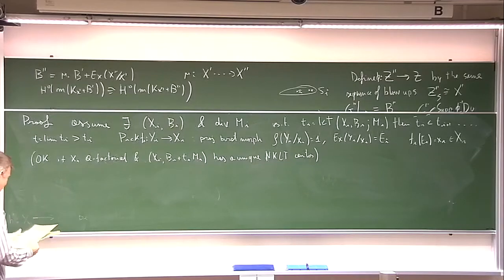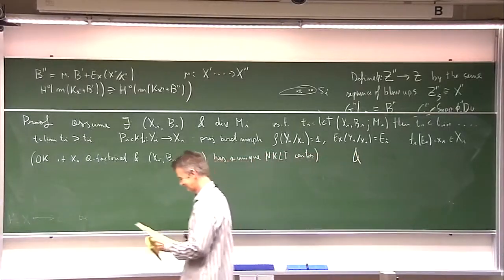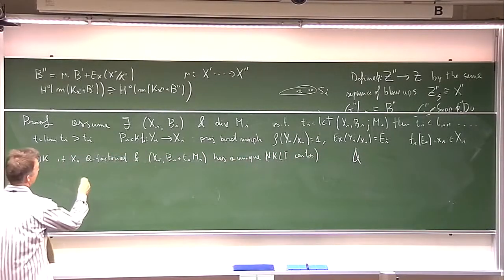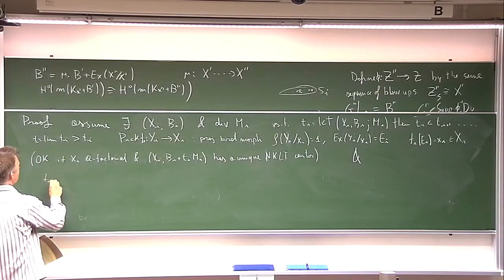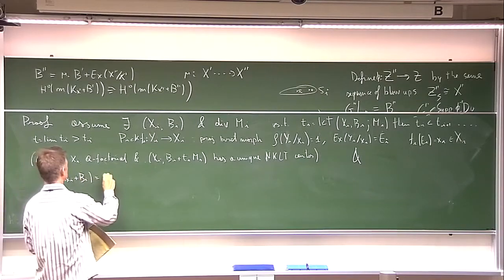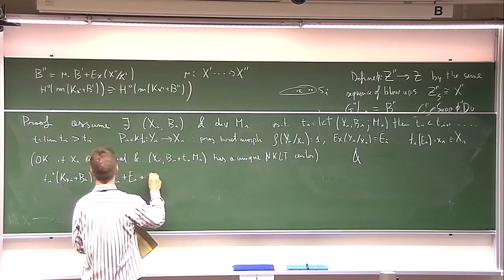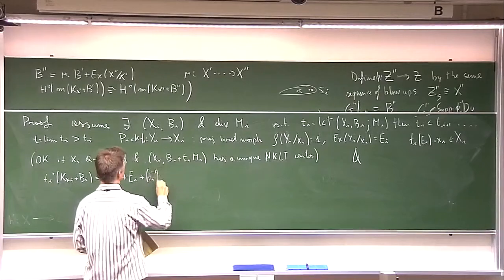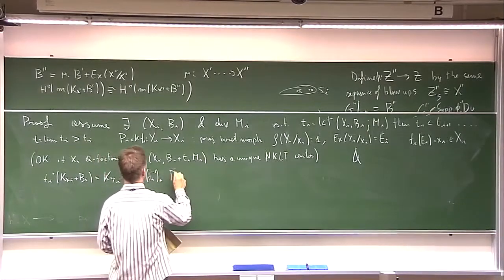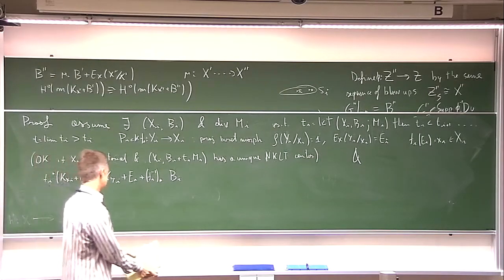You have a point. Okay. So let me say, if I write f_i alpha star of (K_X + B_i) is equal to K_{Y_i} + E_i + f_i^{-1} lower star of B_i. That's saying precisely that I'm extracting the unique non-Kawamata log terminal place. You're right. Otherwise, it's nonsense.